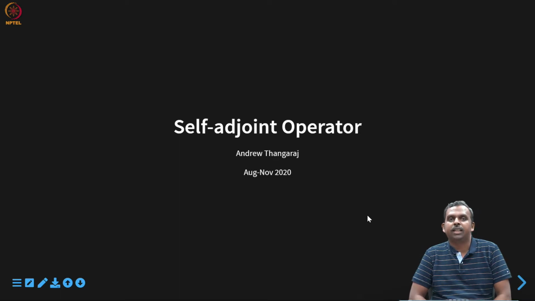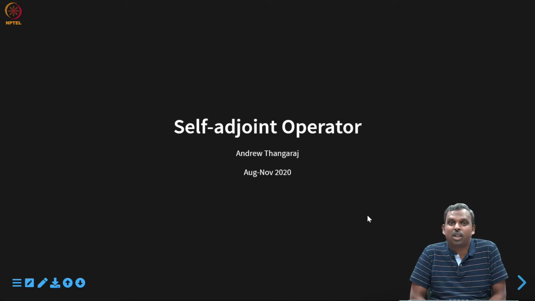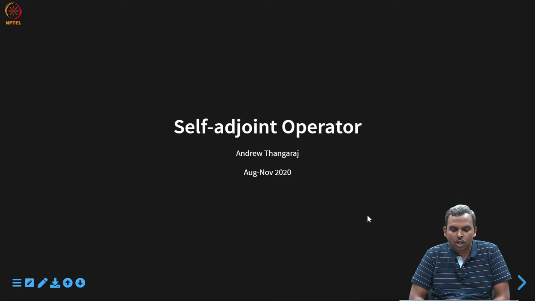We are going to study in this lecture one of the most important types of operators in all of linear algebra, which is called the self-adjoint operator. It's extremely popular in practice. In fact, you can say without any doubt that if you're not sure what an operator should be, you can sort of assume it's self-adjoint and proceed.